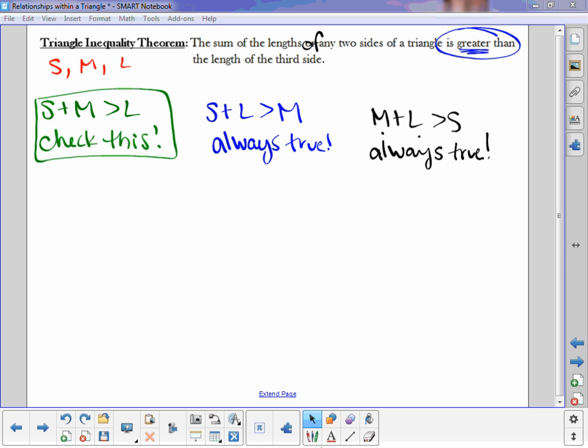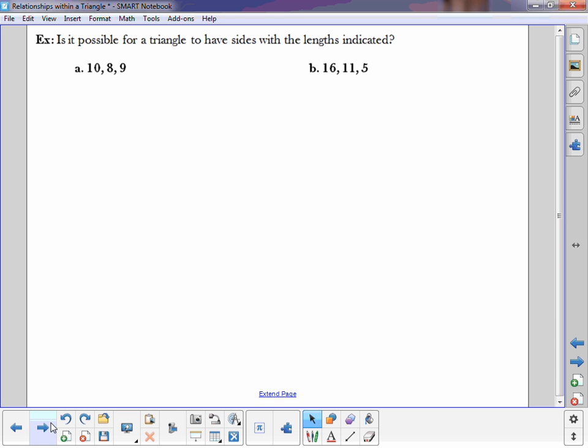Go ahead and try A and B. Is it possible for that triangle to have those sides? Or is it possible to make a triangle? Yes. Good job. I'm proud of you.